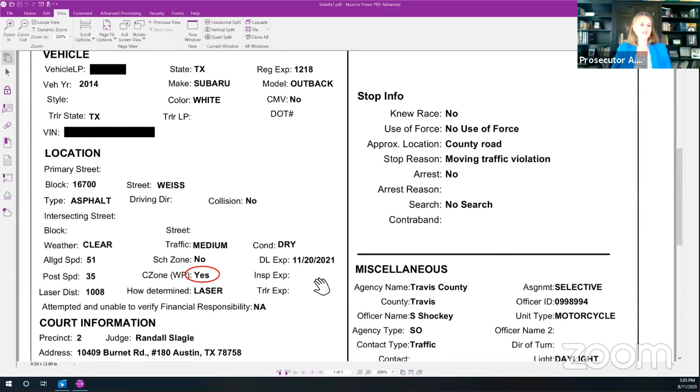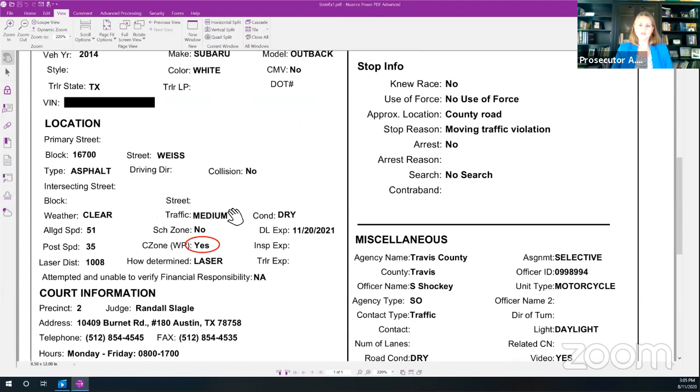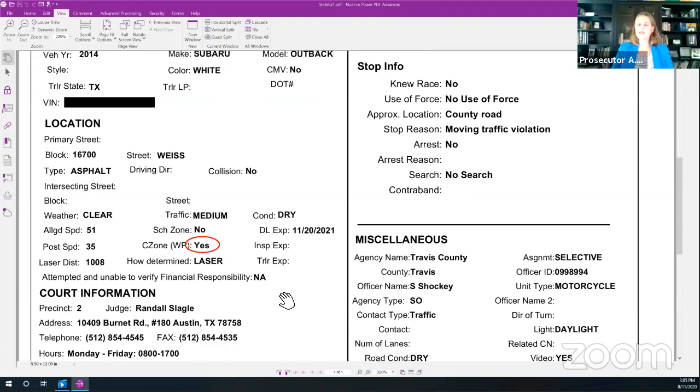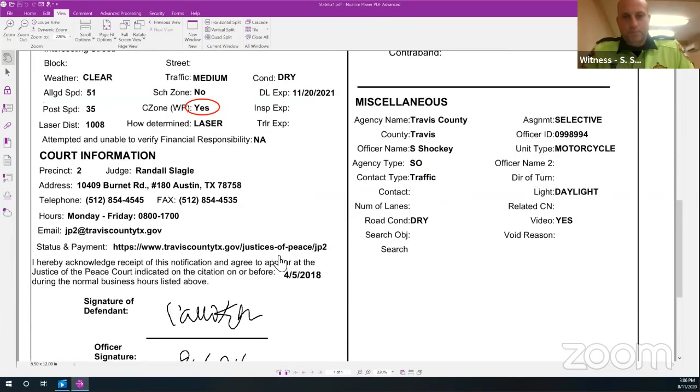Okay, and you marked down in the citation that day that she was in a construction zone, is that correct? Yes, ma'am, with workers present in that parentheses. Okay, and if you had not verified that yourself, would you have marked that part of the citation? No, ma'am.